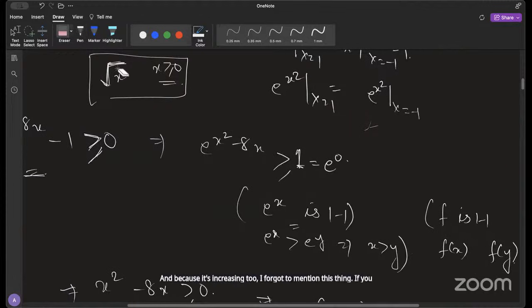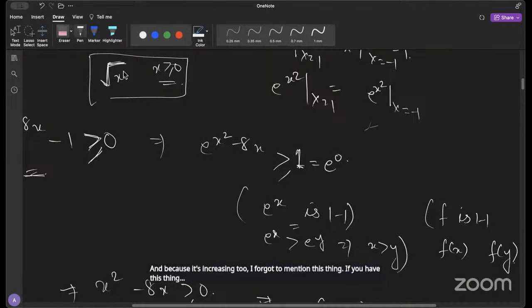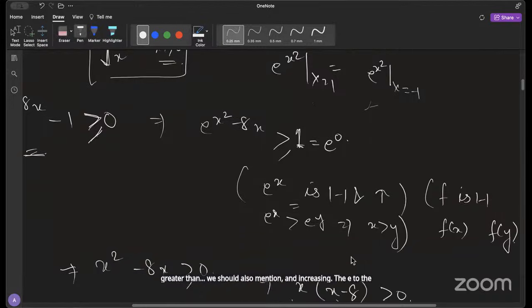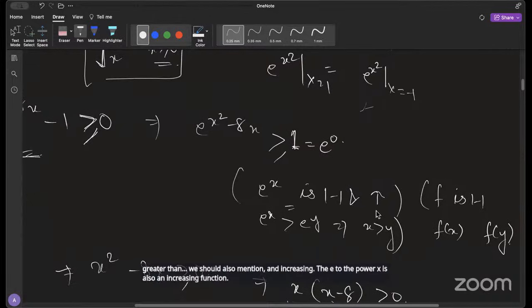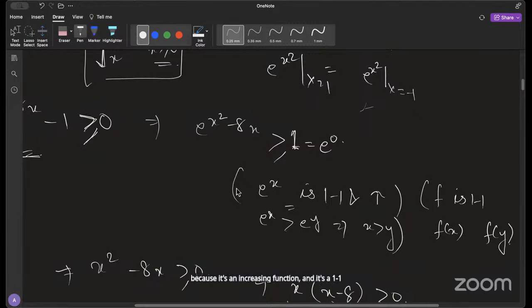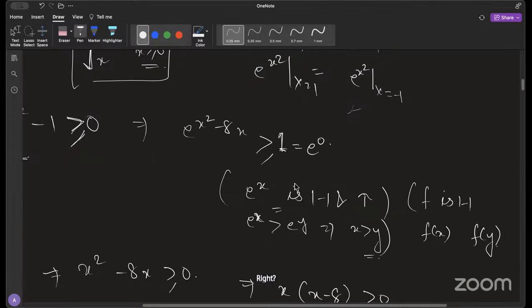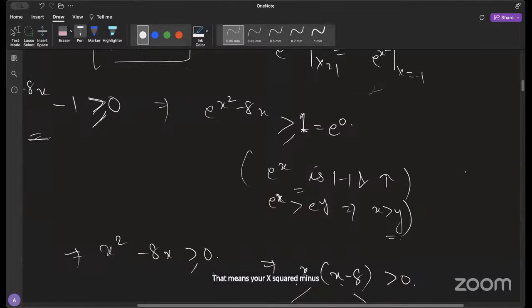If you have this thing, because we're taking greater than, we should also mention increasing. The e to the power x is also an increasing function, right? Because it's an increasing function and it's a 1-1 function too, that's why when your e to the power x is greater than e to the power y, your x should be greater than y, right? Yes, ma'am. So that means your x square minus 8x should be greater than or equal to 0.